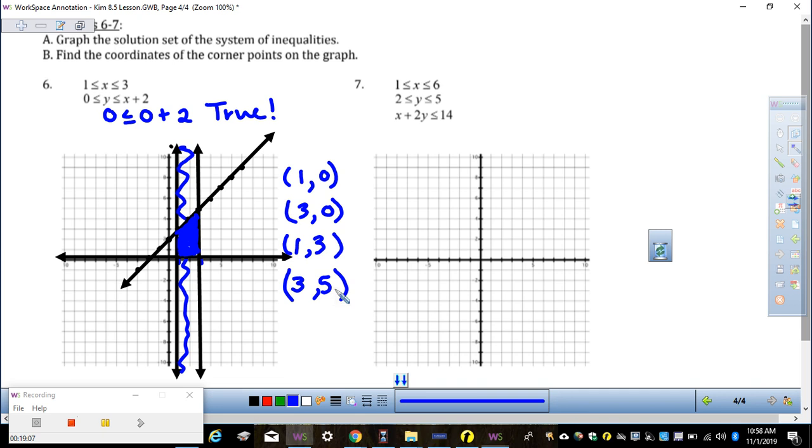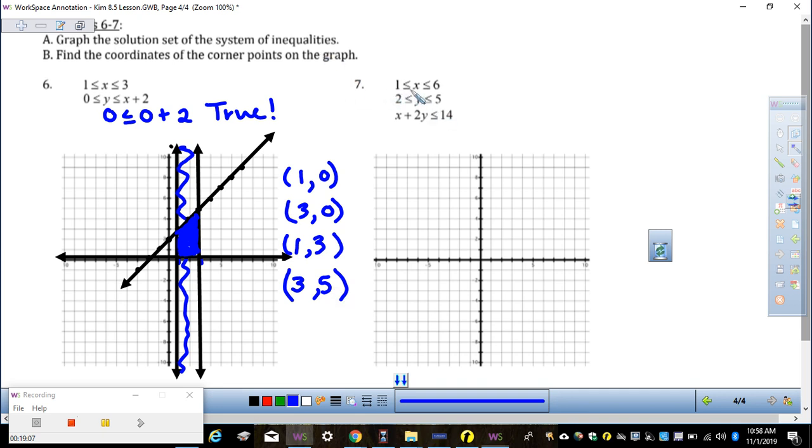That is going to be useful to us next week when we start what's called linear programming, and we're trying to find boundary points for a solution set. So we're going to practice one more of these, and then you can get started on your homework.